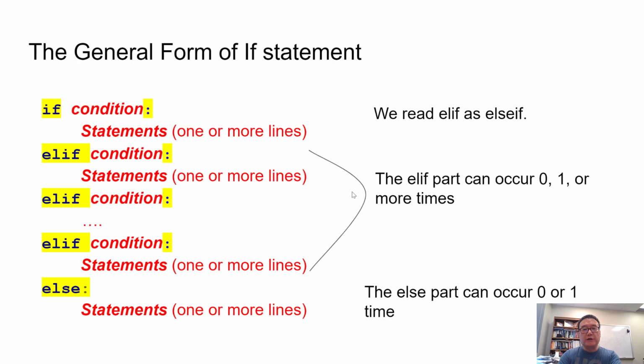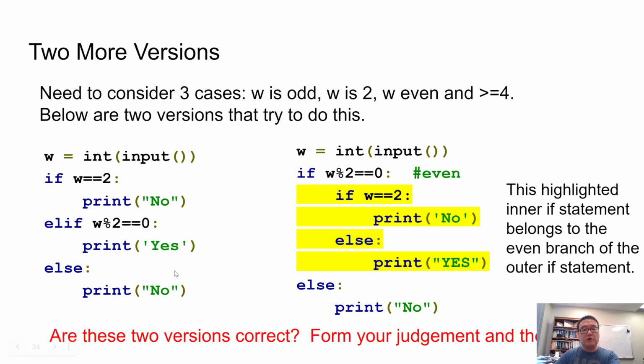And using this, we can write this code in fact in many different ways. So here I gave 2 ways. The essence is we want to handle 3 cases. The number is odd, which will output no. The number is 2, which will output no. And when the number is even and greater than or equal to 4. So there are these 3 cases. Here we have 2 different versions handling that. And I want you to judge whether the 2 versions are correct, and then try them.